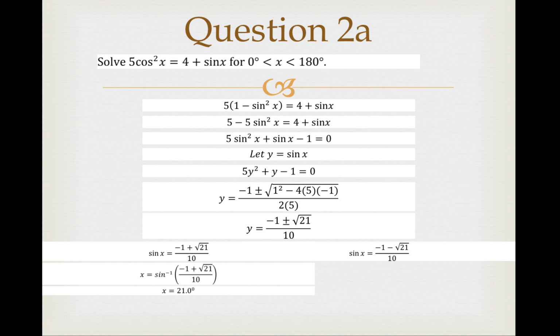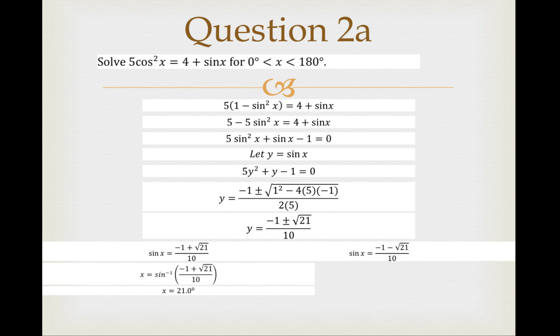In IGCSE additional maths, you have to make sure that your angle is rounded off to one decimal degree. So x is equal to 21.0 degrees.